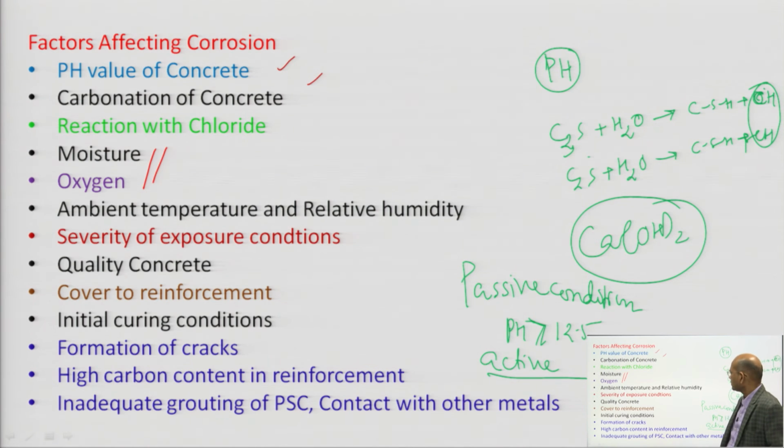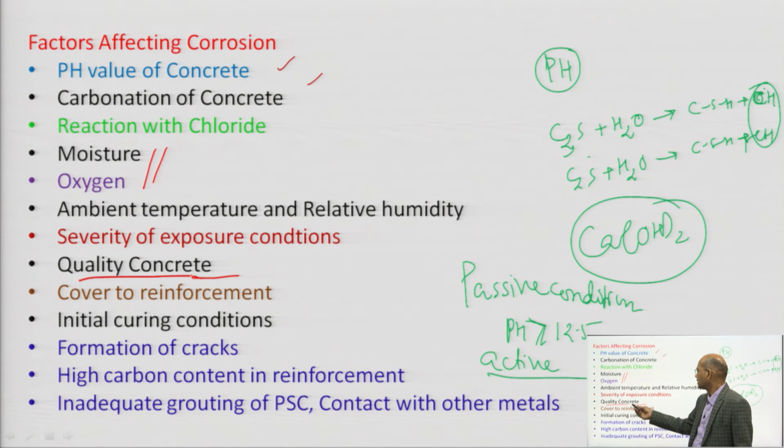Another is the severity of exposure conditions. We have 5 exposure conditions: mild, moderate, severe, very severe, extreme. If your concrete is in extreme condition, the chances of corrosion are more. So, what we have to do? We have to consider the quality of concrete. The quality of concrete is also very important. If your quality of concrete is good, means you have compacted it properly, you have placed it properly, and the water cement ratio is less.